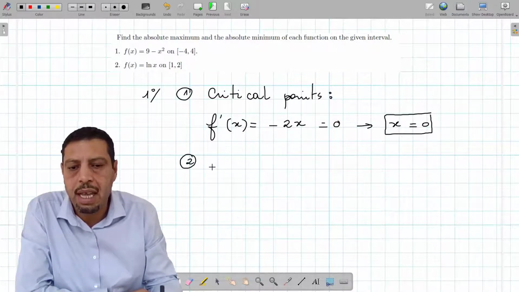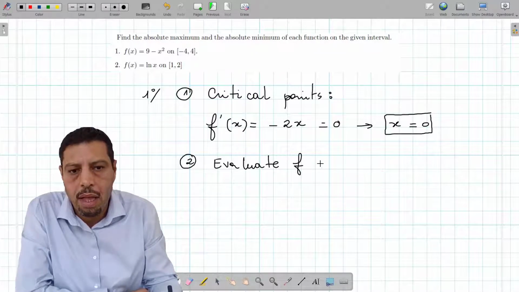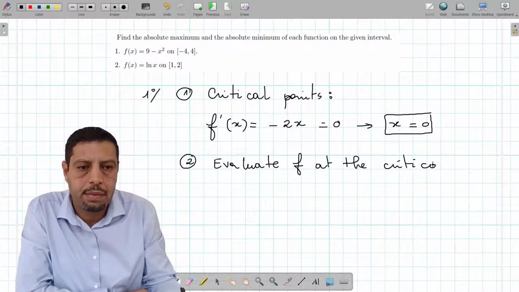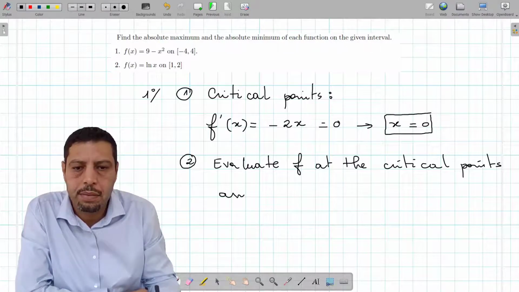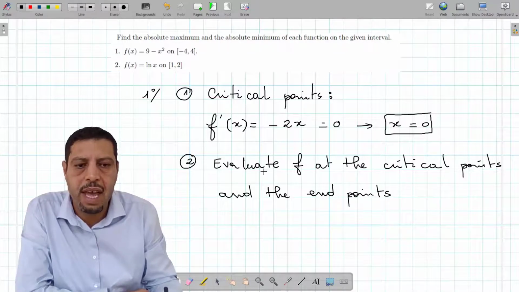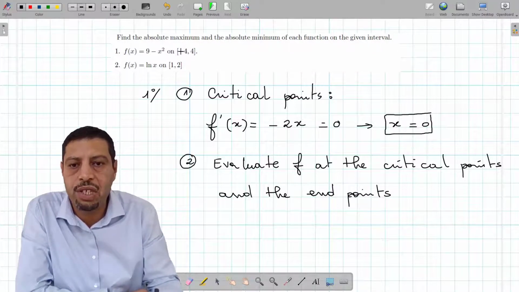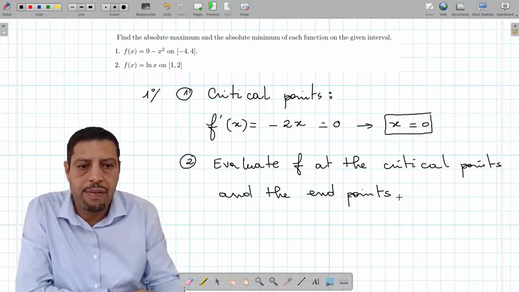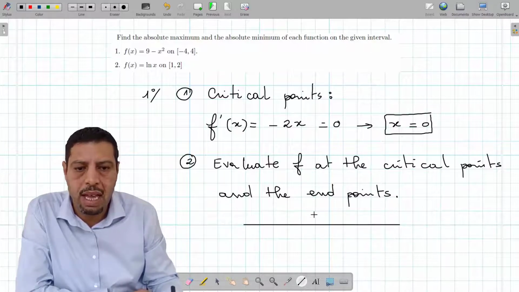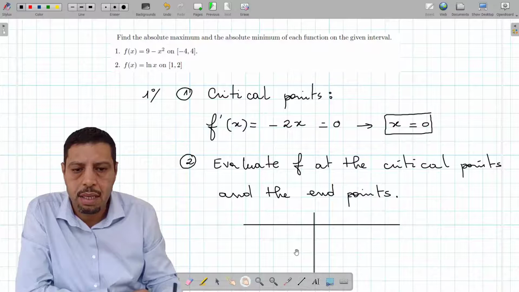The second step says evaluate f at the critical points and the endpoints. Which means that we're going to compute f of x for the critical points and the endpoints, which are negative 4 and 4 here. Therefore, we're going to draw a table, okay? We'll put x and f of x in this table.